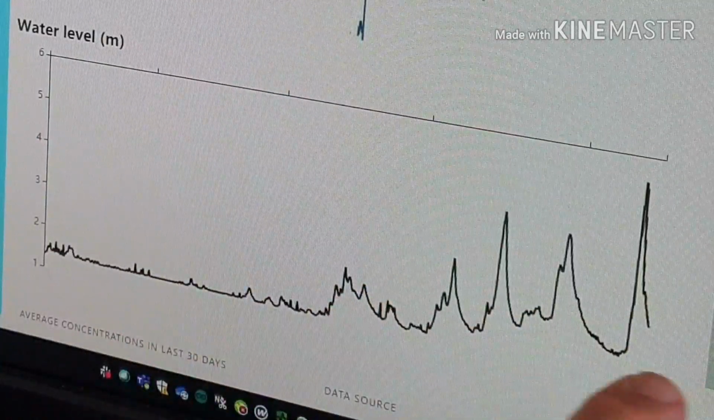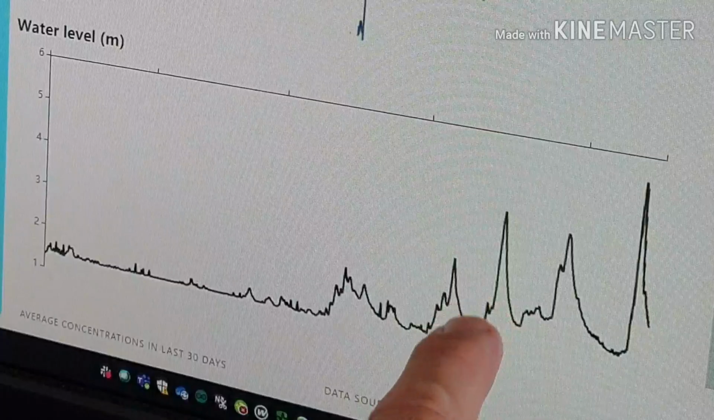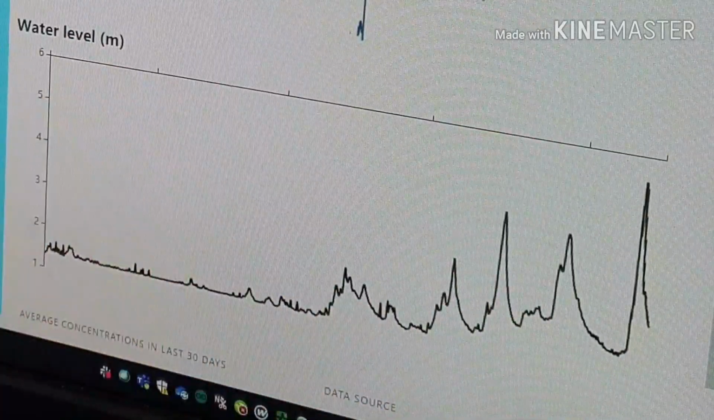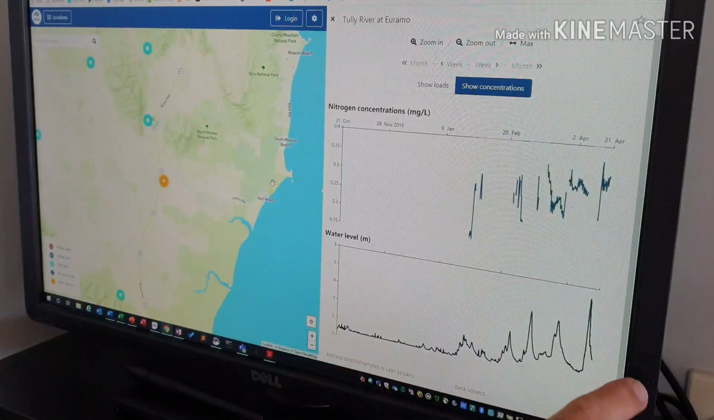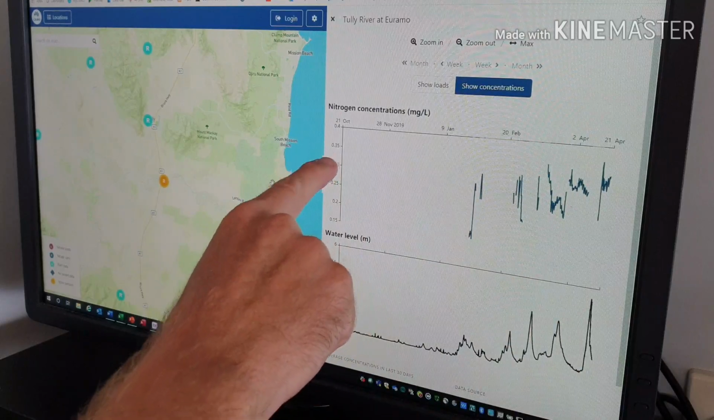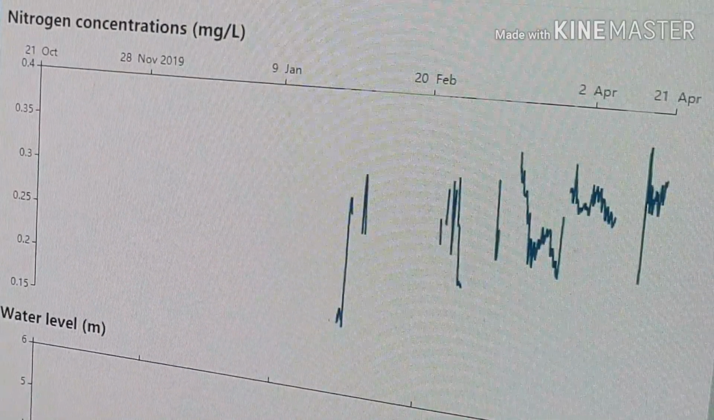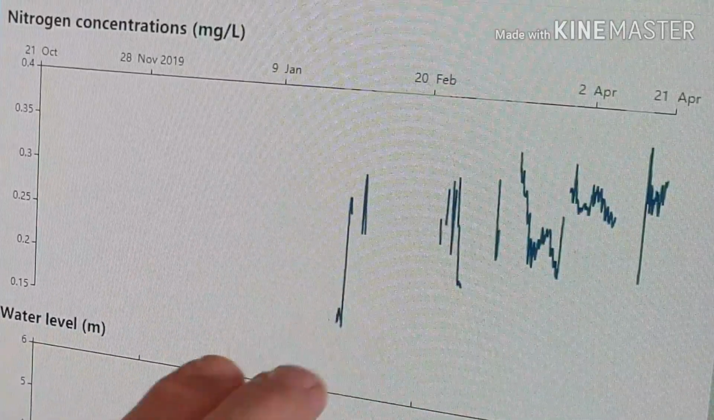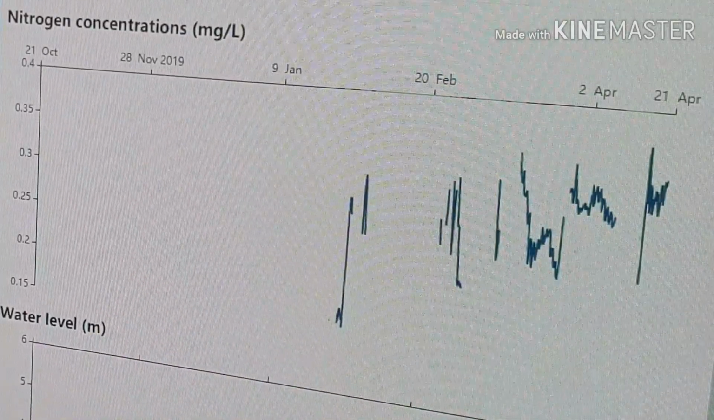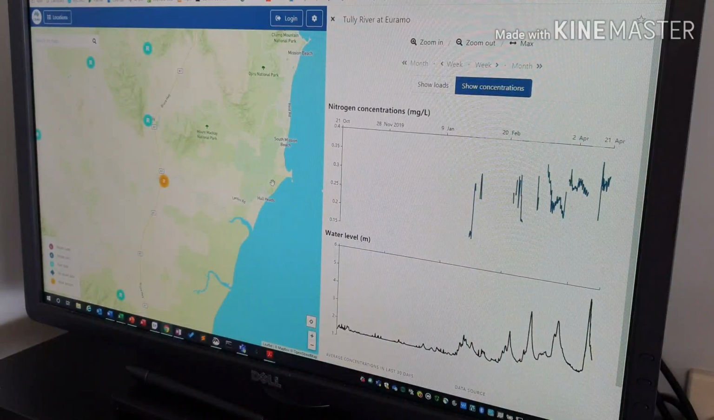Again, this site isn't tidal, so we can see that the river peaks coincide with rainfall that would have fallen upstream of this sensor, and they're pretty close to what we saw at the Tully Gorge sensor. Now we can see that these peaks of nitrate levels here are peaking up around 0.3 or 0.35 milligrams of nitrate per litre. So that's telling us that within the catchment between the Tully Gorge sensor and this sensor, nitrogen is being contributed to the river.